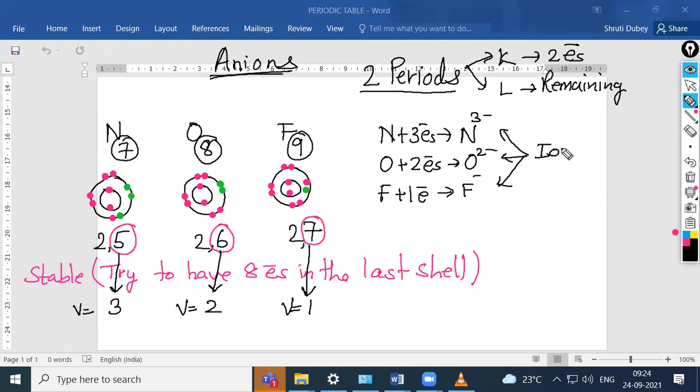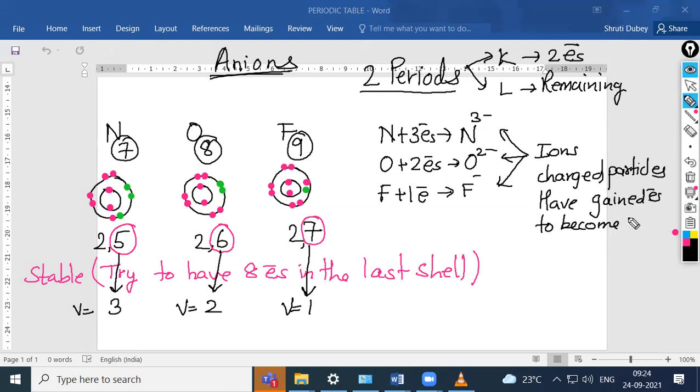These are all ions. These are charged particles and have gained electrons. To become stable, they have gained electrons and have become negative in charge, and are called anions.